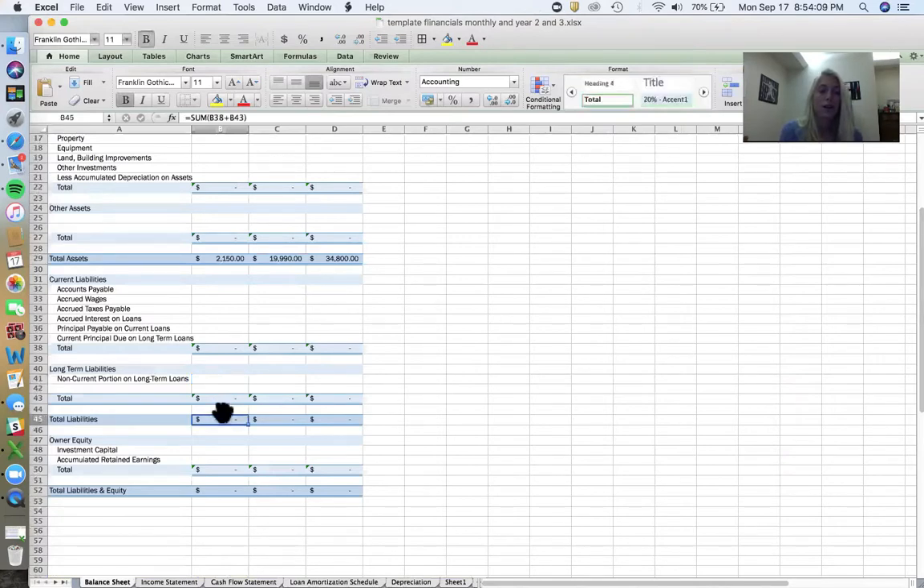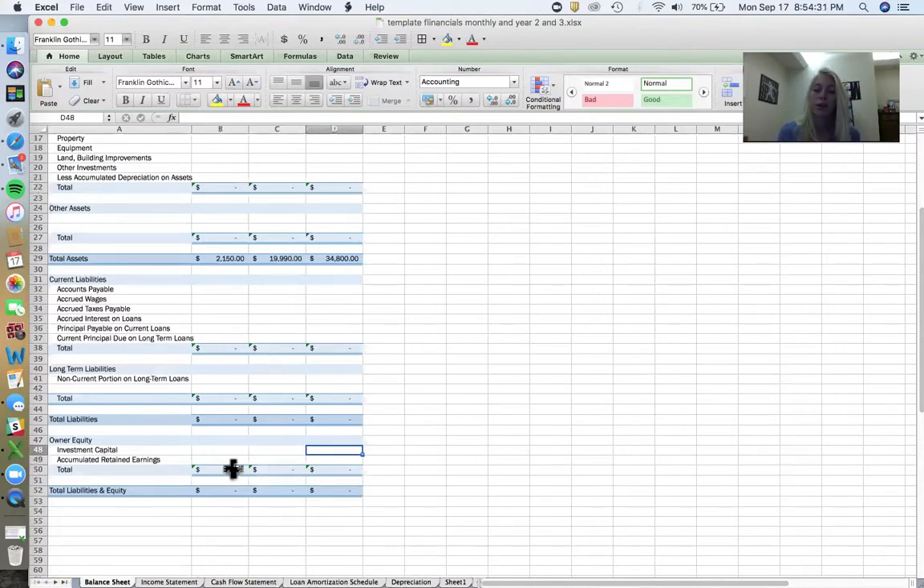Okay, total liabilities are current plus long-term liabilities. And then owner equity. If you yourself are investing your own money in the startup of the business, that's where you put the investment capital. Okay, so let's say I'm bringing in $20,000 to start my business. I'm going to put that in year 1, if that's when you're going to include it.